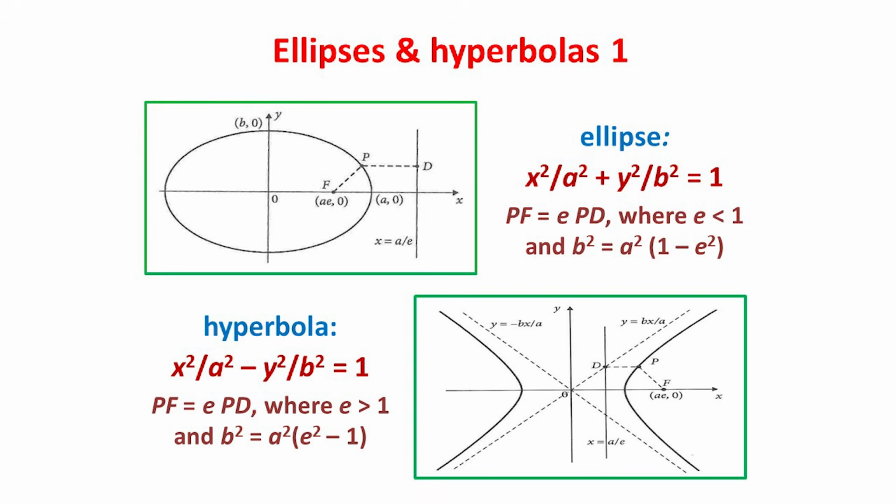If we now calculate the distances from P as before, and again don't worry about the details, we find that the equation of the ellipse can be written as x squared over a squared plus y squared over b squared equals 1, and that the equation of the hyperbola can be written as x squared over a squared minus y squared over b squared equals 1, which is similar except for the minus sign. For a hyperbola, the dotted lines that the curves approach but never reach are called asymptotes.